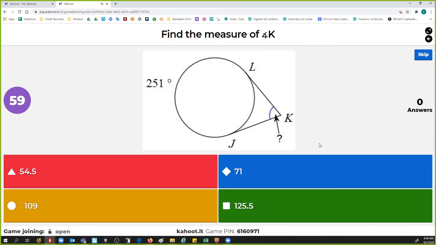Find the measure of angle K. This is similar to one we had earlier today.